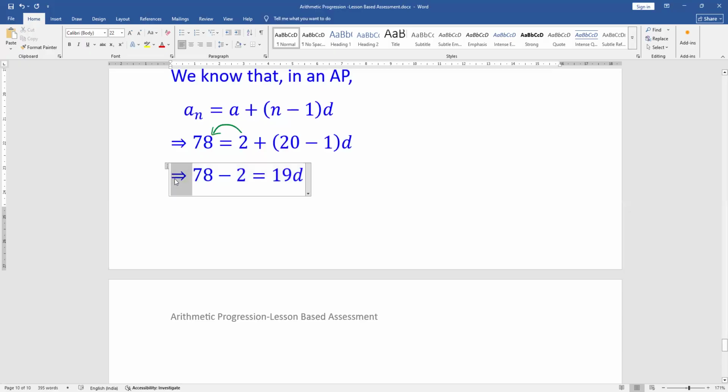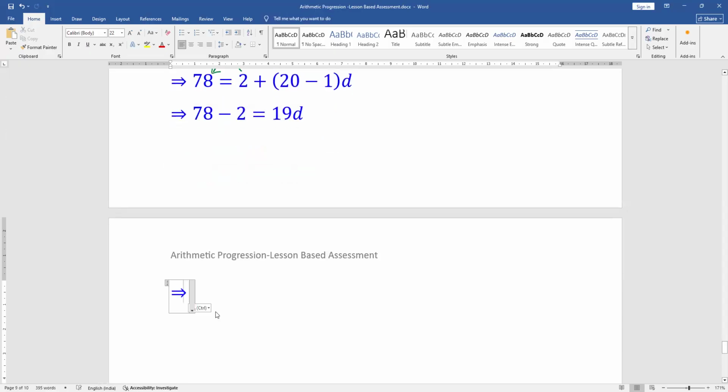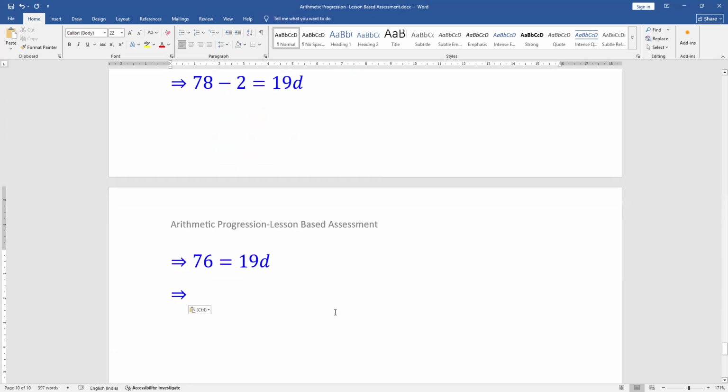In my next step, I write 78 minus 2. What is 78 minus 2? It is 76 equals 19d. Next, let us do the cancellation. If the table of 19 is known, it is very good. So it is always better to know the tables up to 20. So 19 ones are 19, 19 fours are 76. That means d equals 4.